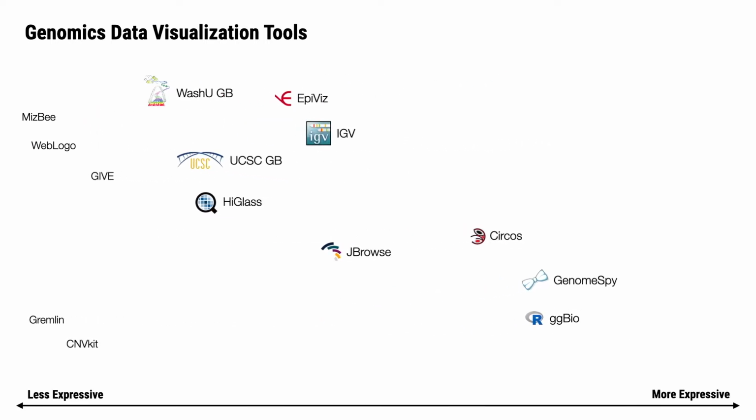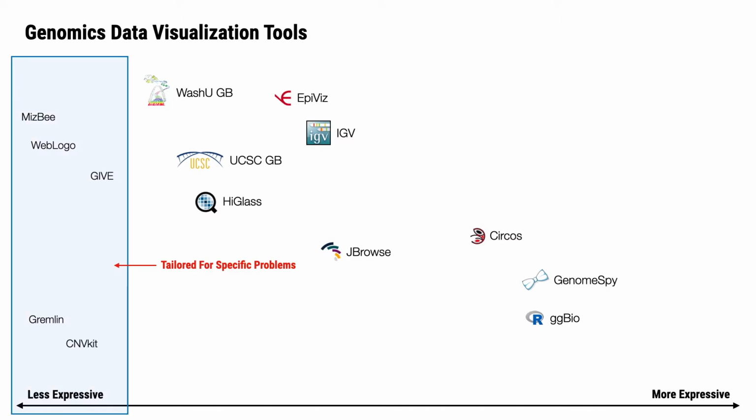However, when we position them in terms of their customizability, you can see that many tools offer limited customization. In this figure, tools with more customization are positioned on the right, and tools with less customization are positioned on the left. Tools on the leftmost area are tailored for a specific problem. So if existing users get new tasks and data types, they need to find another tool for their analysis.